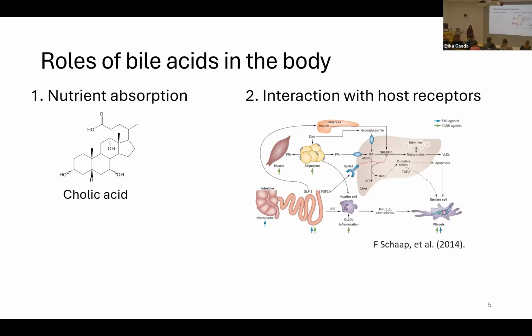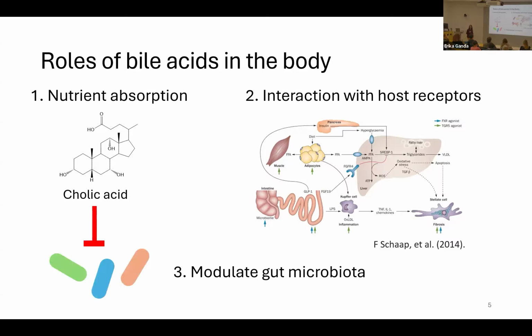And then finally, to add another layer to this really dynamic system already, bile acids have differential levels of toxicity towards your gut bacteria. So gut bacteria are transforming bile acids, but these transformed bile acids can also modulate the composition of the gut microbiota itself.